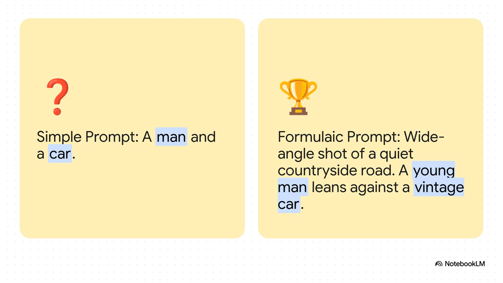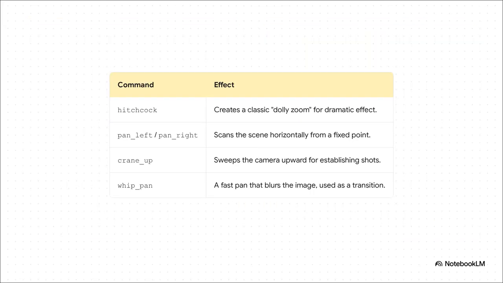It's night and day, right? A man and a car gives you, well, who knows what. But the formulaic prompt gives you a scene. It gives you a mood. It gives you a story. You're in control now. And if you want to get really granular, you can start speaking the language of cinematography. There are over 20 camera commands you can just type right into your prompt, letting you pull off everything from a dramatic Hitchcock zoom to a slick whip pan.